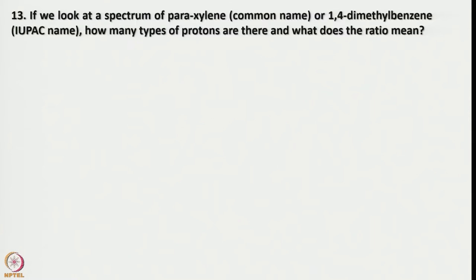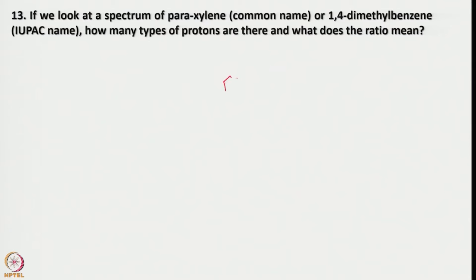Now let's look into another example focusing on 1H NMR spectroscopy. If you look at a spectrum of paraxylene, the common name, 1,4-dimethylbenzene is called paraxylene, 1,2 is orthoxylene, and 1,3 is metaxylene. How many types of protons are there and what does the ratio mean? Ratio means we are referring to the number of equivalent hydrogen atoms or nuclei in each different set. So let us look into it.